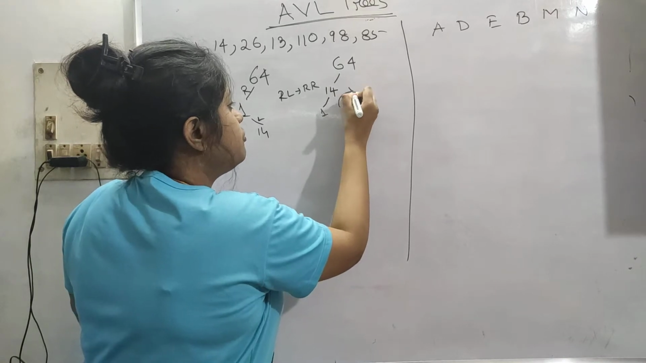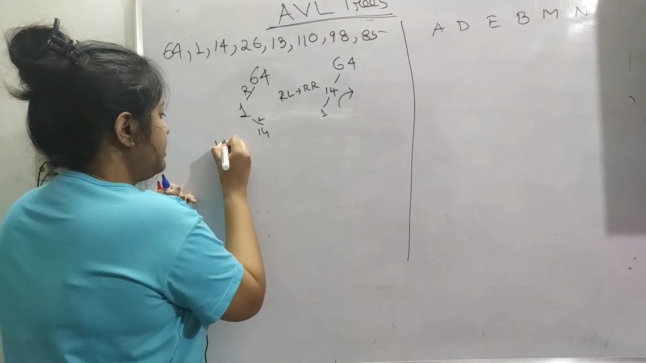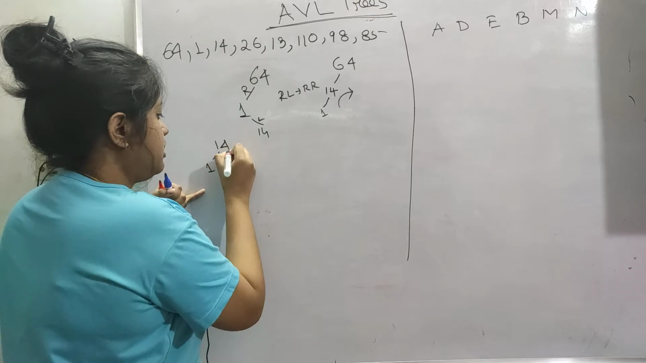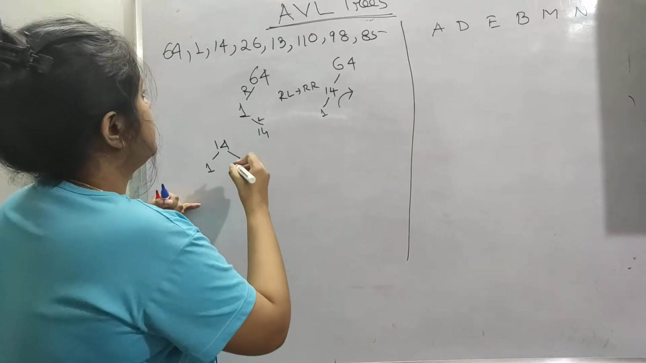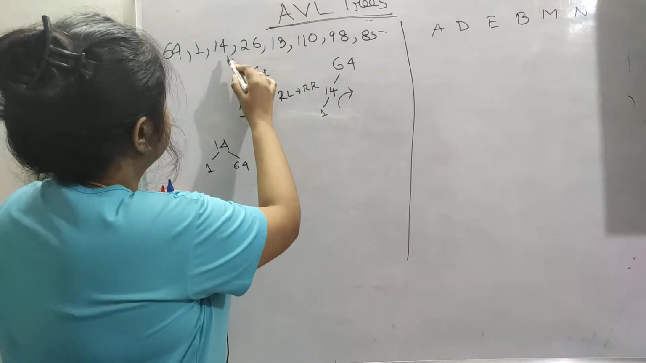Now we have to do balancing again. So 14 will come to our root, 1 will come down, 64 will be here. So now it is fully balanced. So up till 14 we have done.